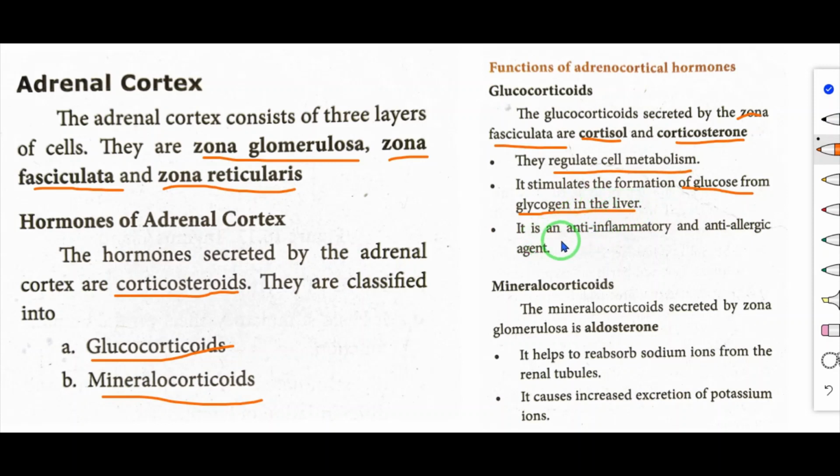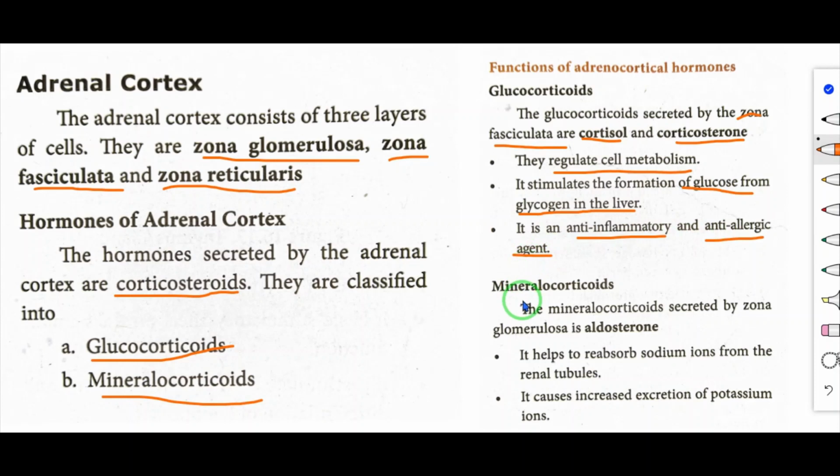Third, they are anti-inflammatory and anti-allergic agents. So the glucocorticoids are secreted by the zona fasciculata, and the hormones are cortisol and corticosterone. They regulate cell metabolism, stimulate the formation of glucose from glycogen in the liver, and act as anti-inflammatory and anti-allergic agents.